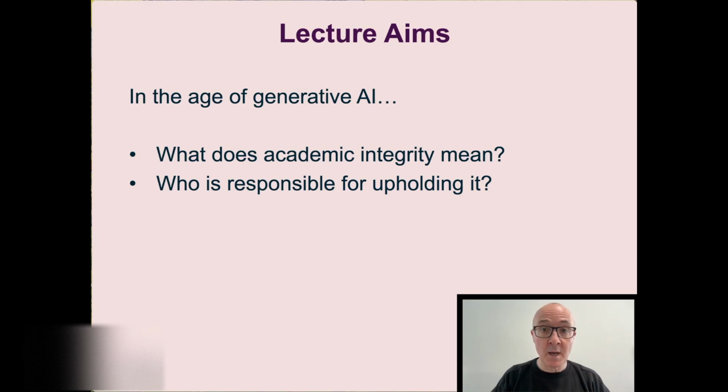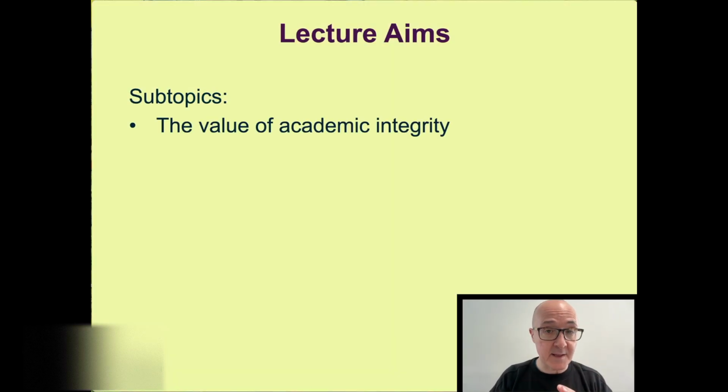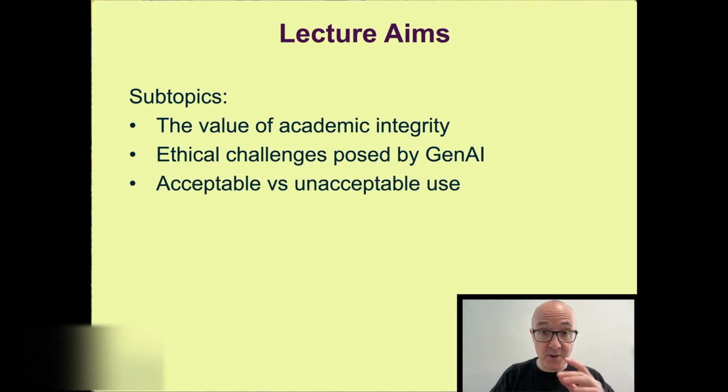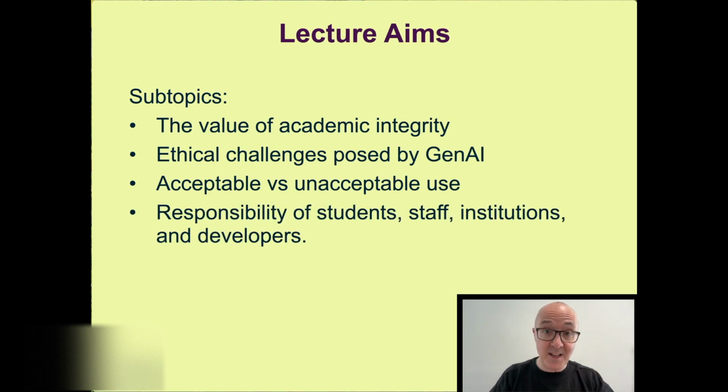The definition and value of academic integrity, how new technology forces us to re-examine our ethical principles, the competing perspectives on AI's role in higher education, and the responsibility of students, educators, institutions, and developers for maintaining standards. This is especially important for postgraduate international students, many of whom are navigating a different academic culture and ethical framework for the first time.